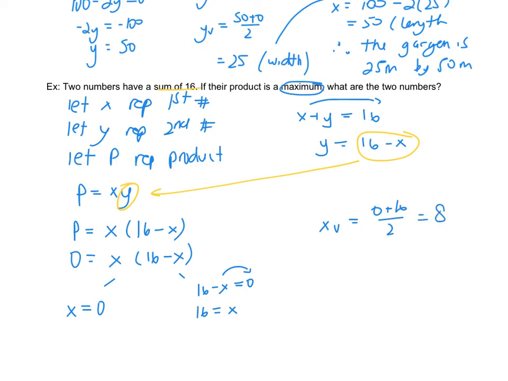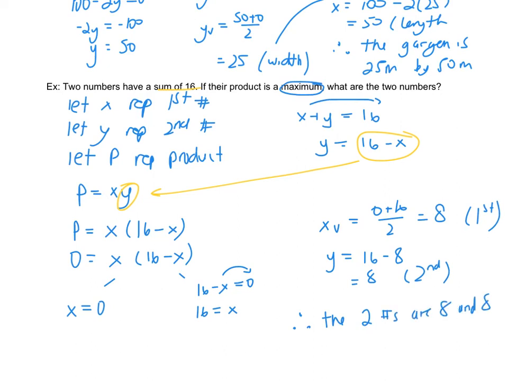And x represented the first number. They didn't ask me about what the product is, so I'm not going to take this and plug it into my product equation. I'm just going to plug it into that y equals 16 minus x, but 16 minus 8 is 8, and that's my second number. So therefore, the two numbers are 8 and 8, and that will maximize the product.